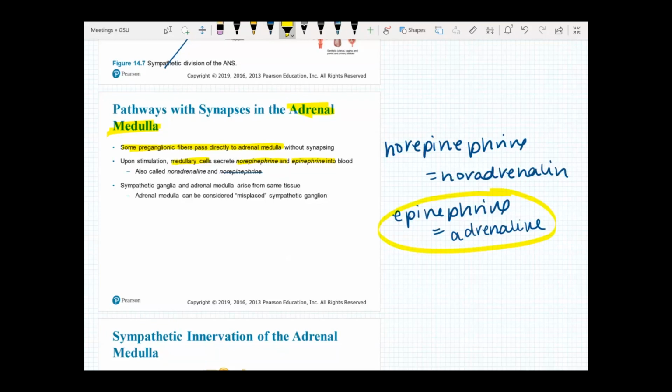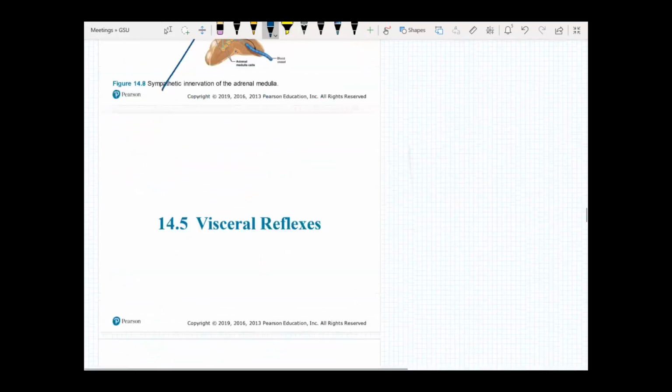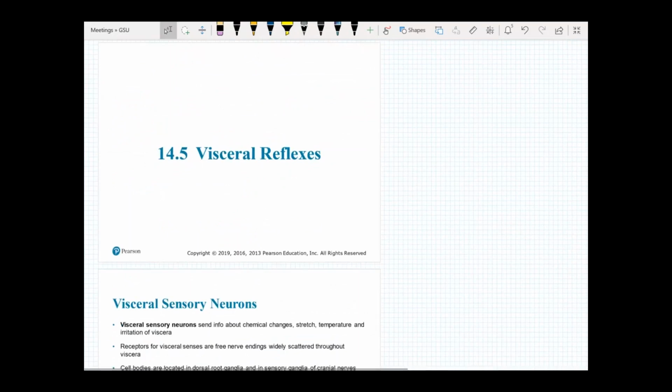So that is important to note how that connection occurs. How that connection occurs, you do not need to focus on that. So that's the beginning part of chapter 14.